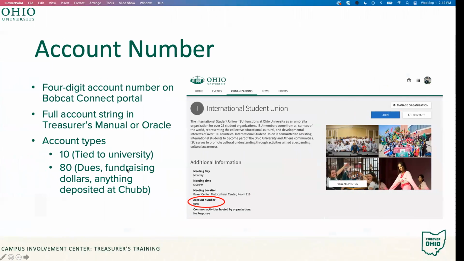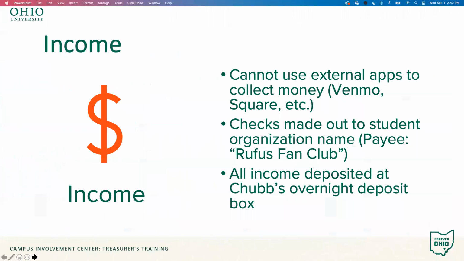A few other things before we jump more deeply into Bobcat Connect. You have income and expenses as a treasurer that you're going to have to track. A few things to note with income: you can't use external apps to collect money, such as Venmo or Square. This makes us sad in the CIC as well, but we can't protect your organization if that money wasn't deposited into your student organization account.